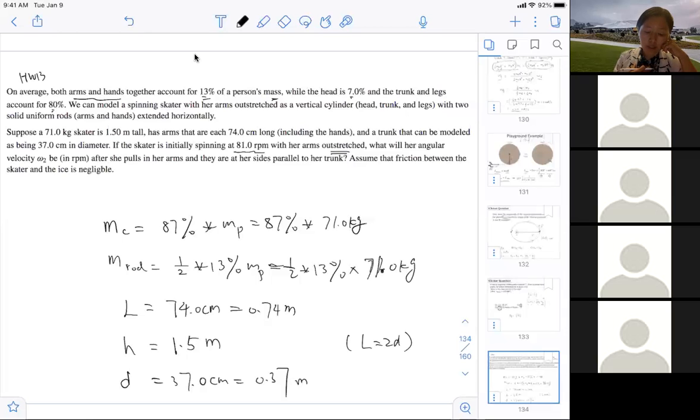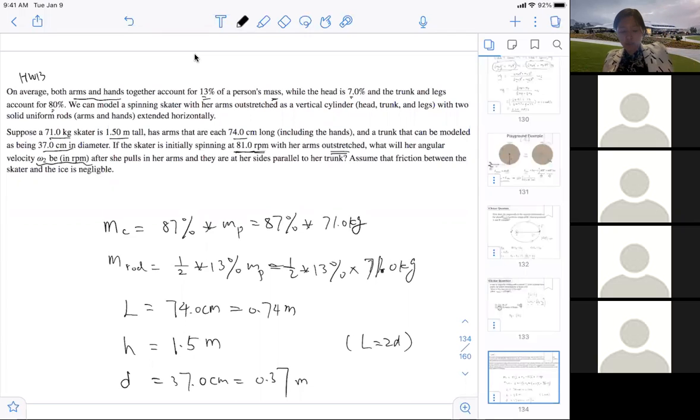Now there are some numbers. The mass of the person is given, the height of the person is given, the length of the arms is given, and the diameter of the trunk is given. Initially the rotation is 81 RPM, rounds per minute. We'll keep omega this way. You can change it to radians per second, but we don't have to convert, because your omega 2 also needs to be given in RPM. The unit is the same, so you don't have to convert.